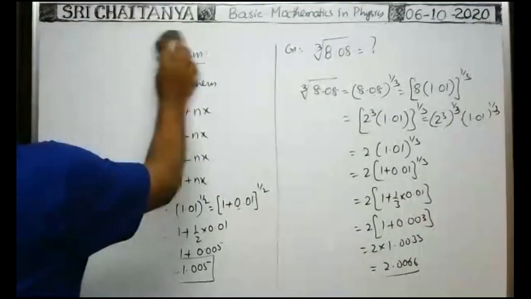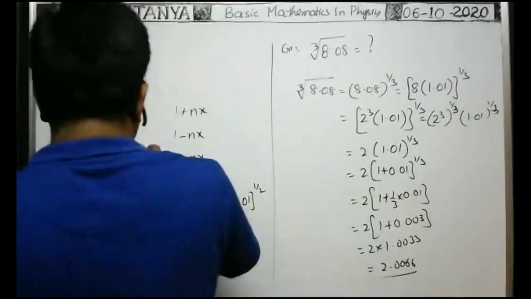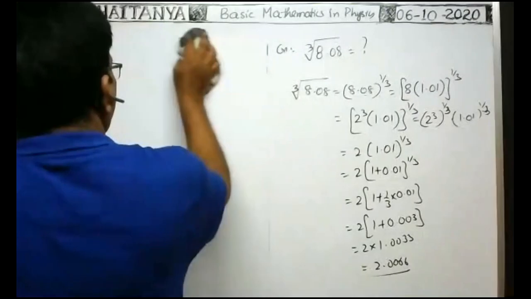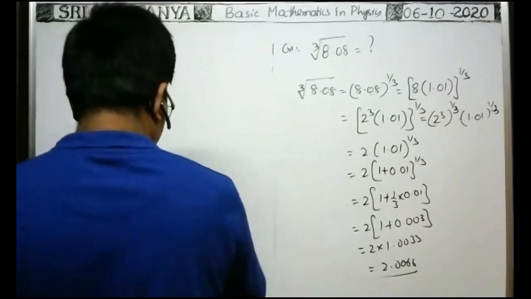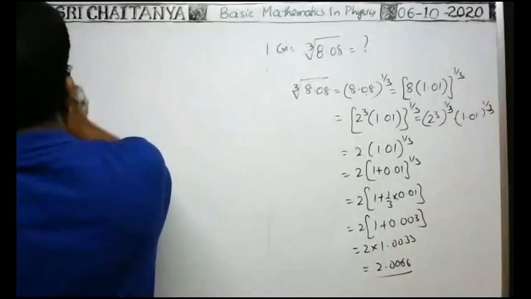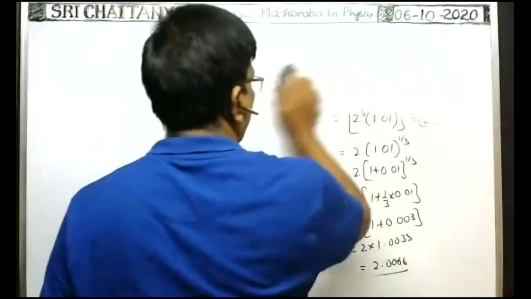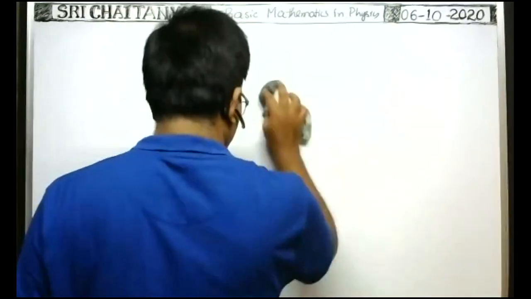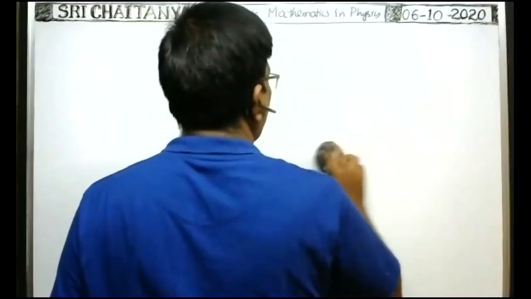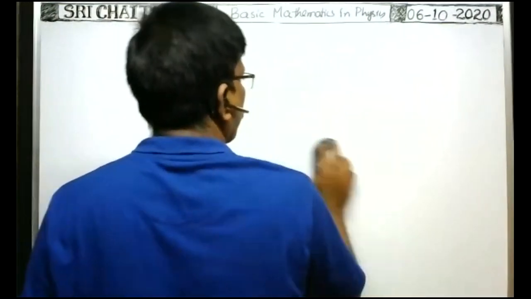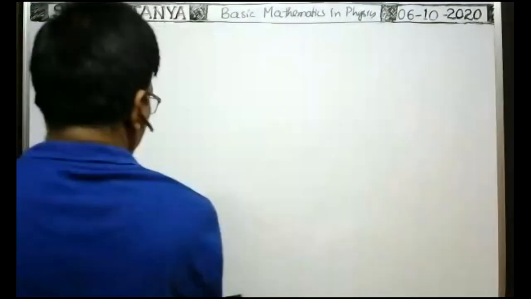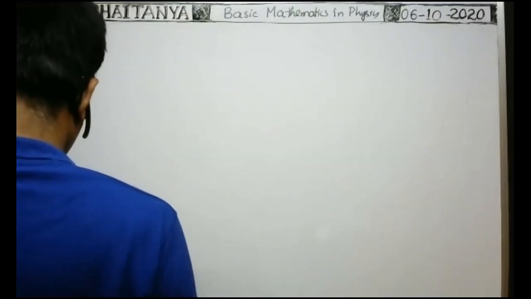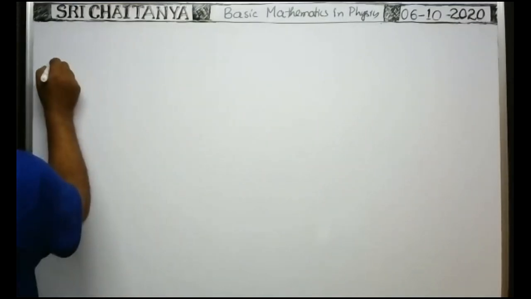So this is about binomial theorem. Next, arithmetic progression.